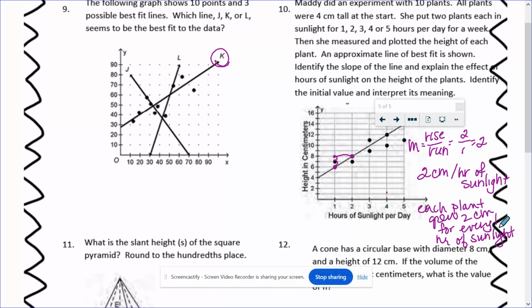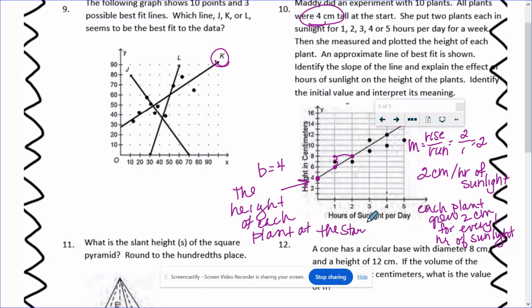All right, and now let's find the initial value. The initial value we already know is right here. The initial value is 4, which is the height of each plant at the start. And we could even elaborate more. We could even say of the experiment, and we could go into more details if we needed to.